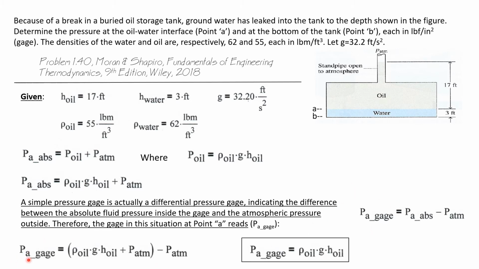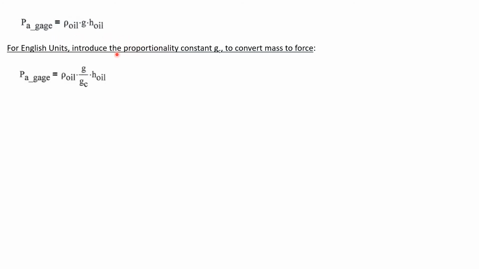So we have this equation now. The gauge pressure at point A is the absolute pressure of the oil, which is rho gh for the oil, plus the atmospheric pressure, minus the atmospheric pressure. So the atmospheric pressures cancel, and we end up with the gauge pressure at point A is just rho gh for the oil. So carrying that previous equation, we have the gauge pressure at point A is just rho gh for the oil.